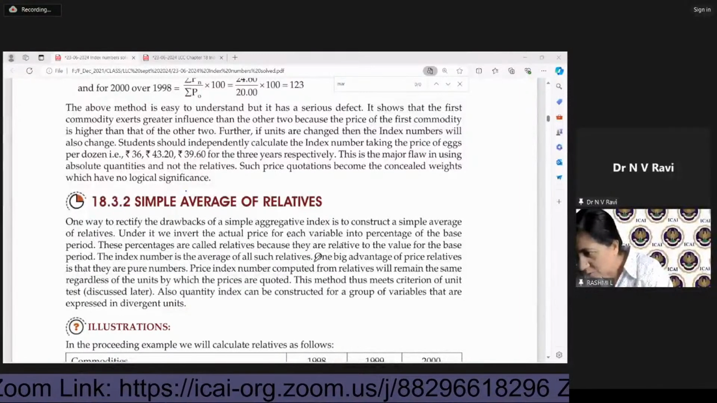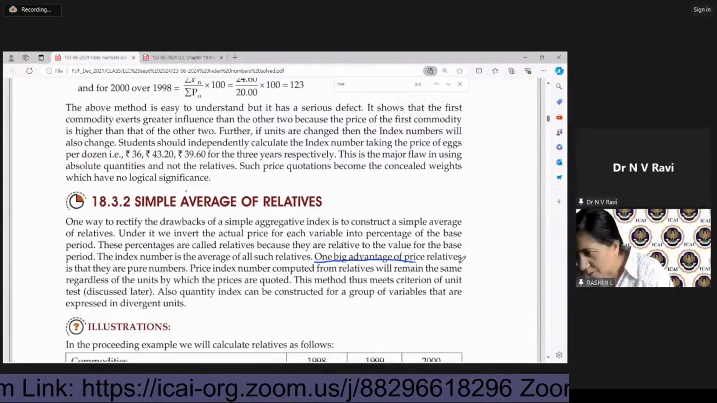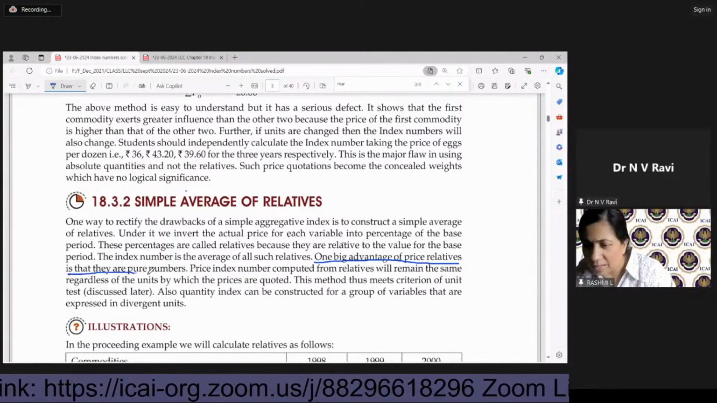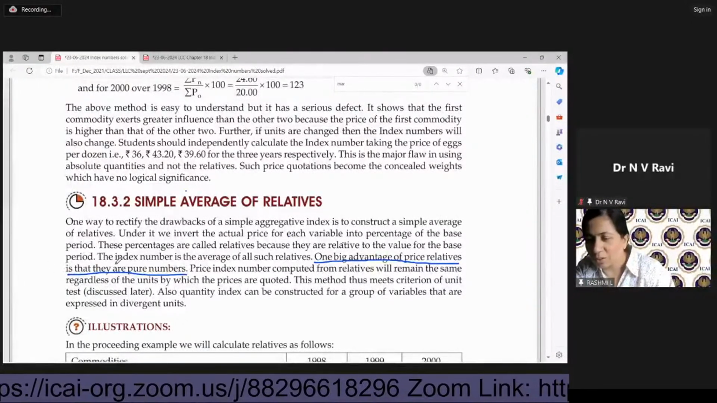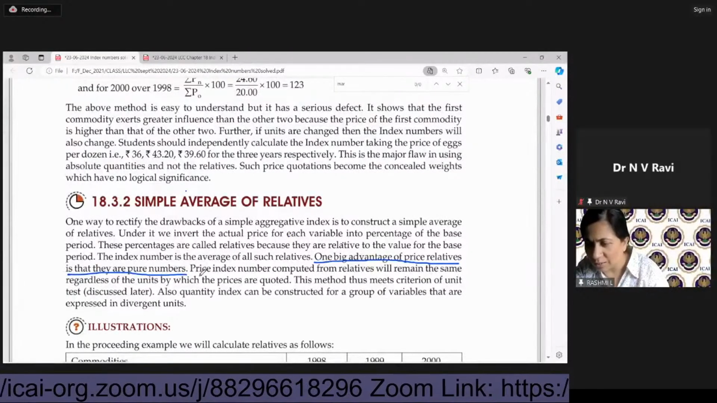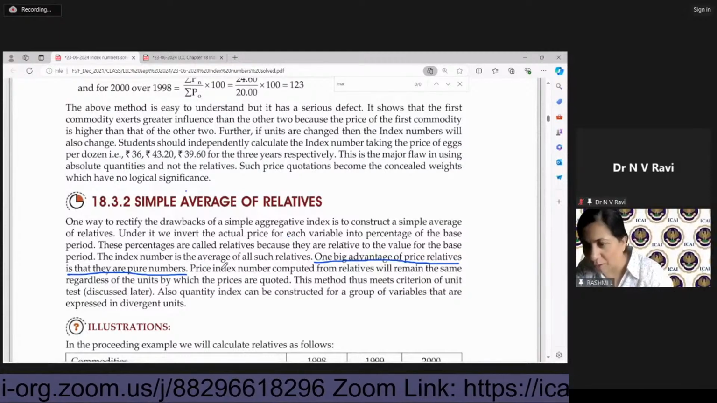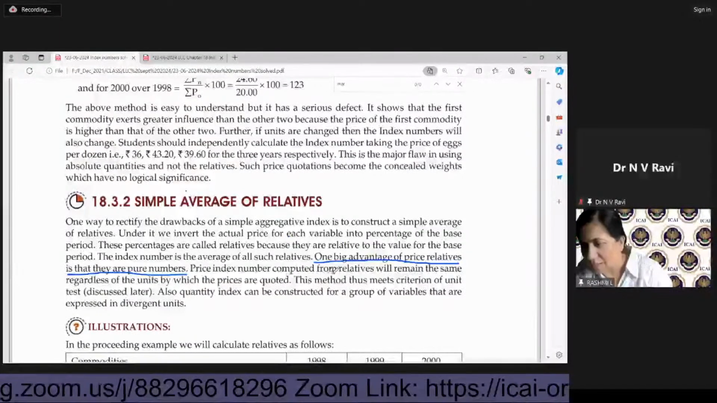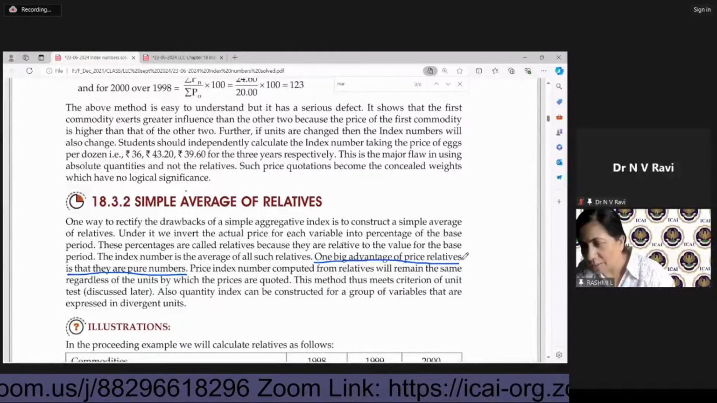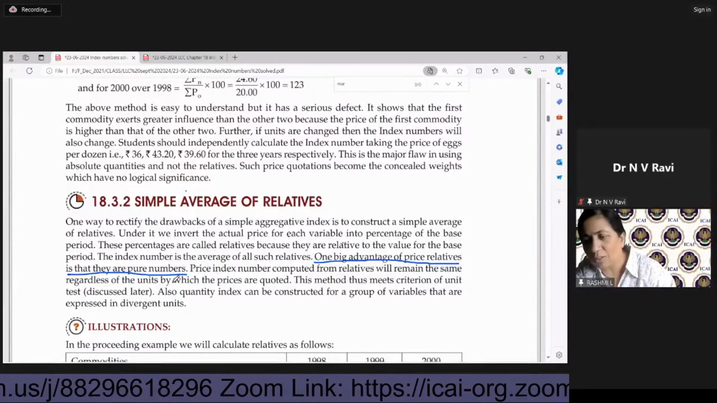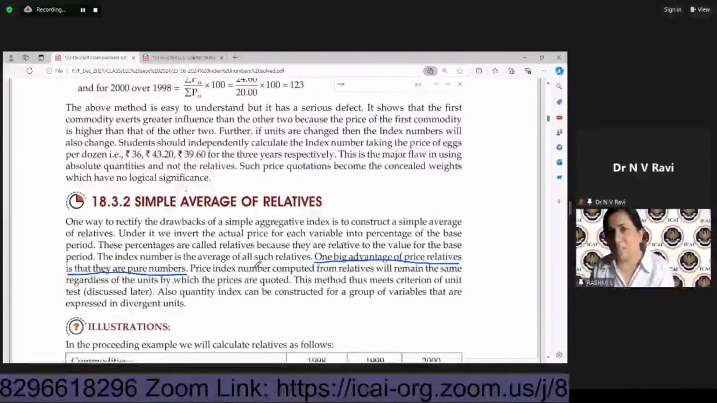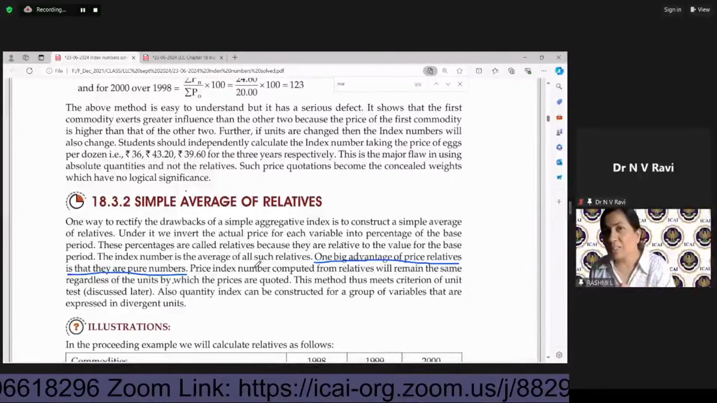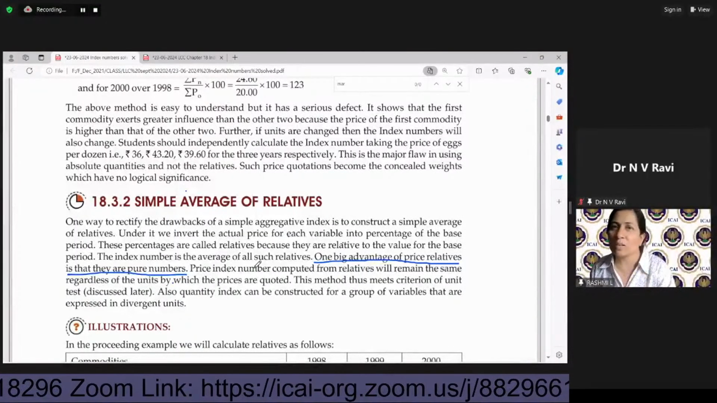Like see, simple sentence. One big advantage of price relative is that they are pure numbers, right? So such a good thing. So you have to just read through properly. Price index numbers computed from relatives will remain the same regardless of the unit, isn't it? Because you have got a pure number, so it becomes independent of the unit. So these are the small things sir is trying to tell you to concentrate.